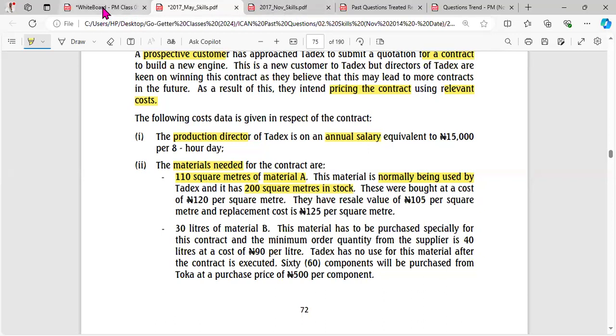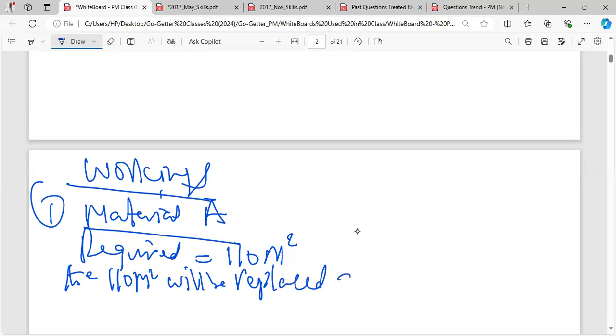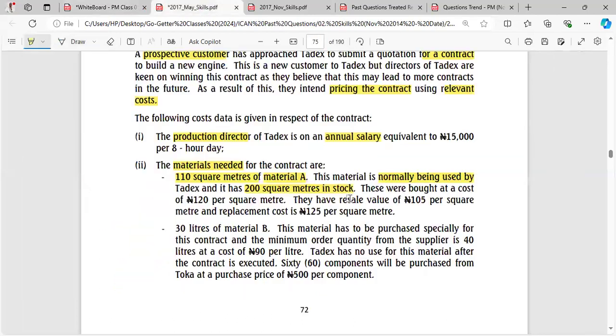I will come here and I will put that the 110 square meters will be replaced after use. Now, how much are we going to replace it with?